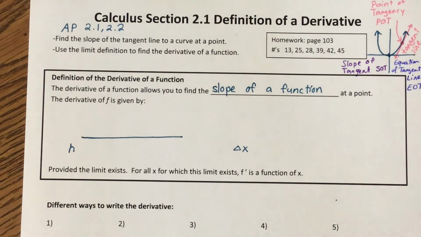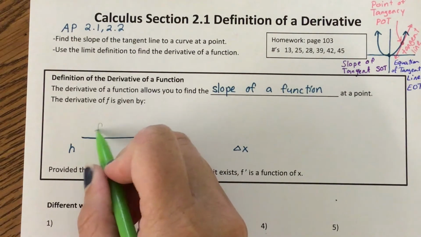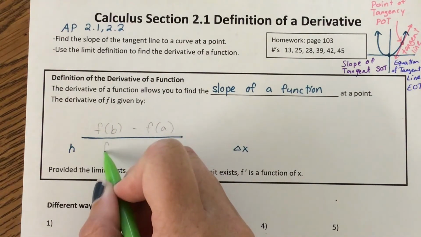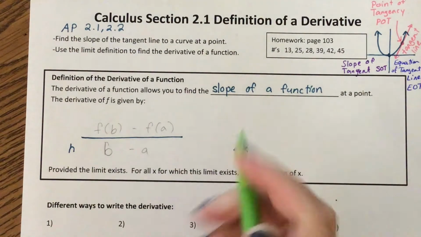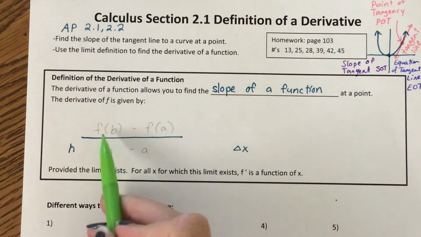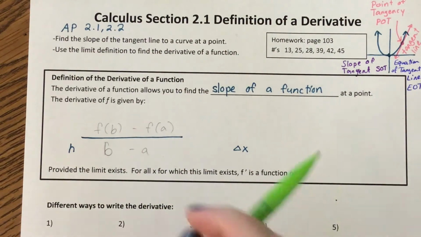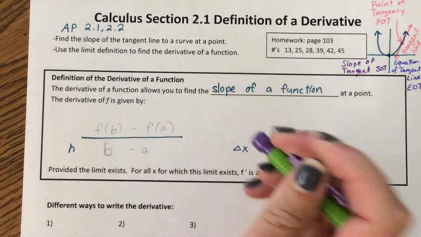I'm going to use pencil on this, and then I'll end up erasing some stuff. In former classes, you have done problems where you have found f of b minus f of a over b minus a. That is going to be your rise because it's the y values, and this is going to be your run because it's the x values.